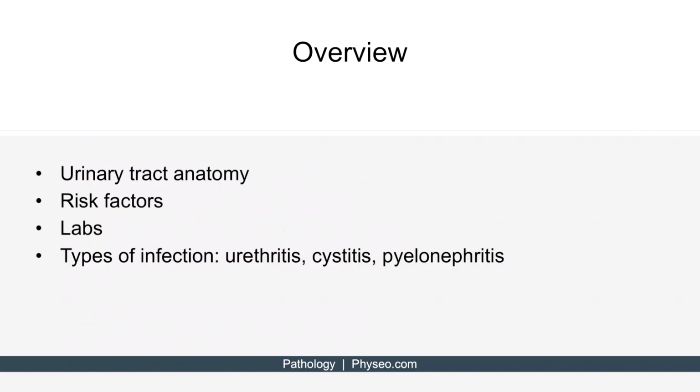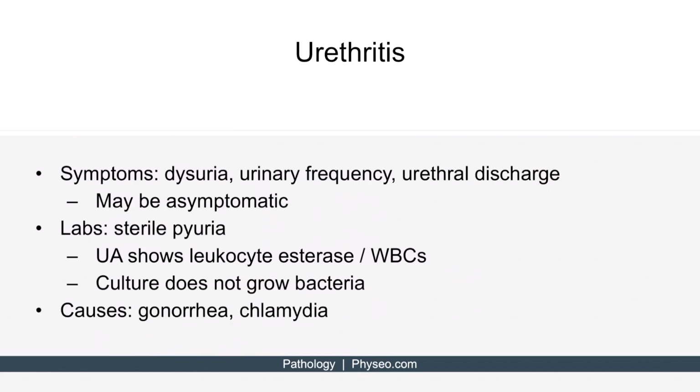Now let's dive into the various types of infection. For example, urethritis, cystitis, and pyelonephritis. The first infection that we're going to talk about is urethritis, or bacterial urethritis. Some symptoms include dysuria, which means pain or burning with urination. They may also feel like they have to urinate frequently, and sometimes with very little volume. Now, patients may also have urethral discharge, which is a discharge of inflammatory or infectious material, not urine. And sometimes patients with urethritis are asymptomatic.